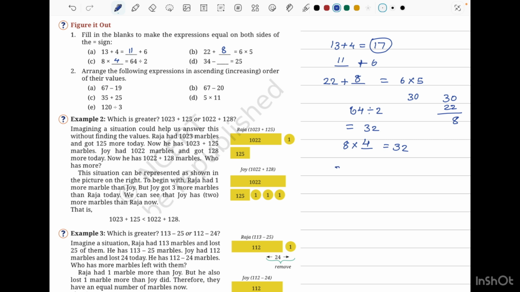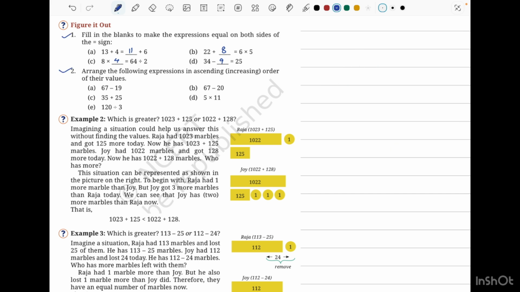Next question. 34 minus dash equal to 25. That is, we subtract a number from 34 and we get 25. So what could be the number? We simply subtract 25 from 34, and we get the answer 9. So 9 is the answer. 34 minus 9 is 25. So the answer is 9.